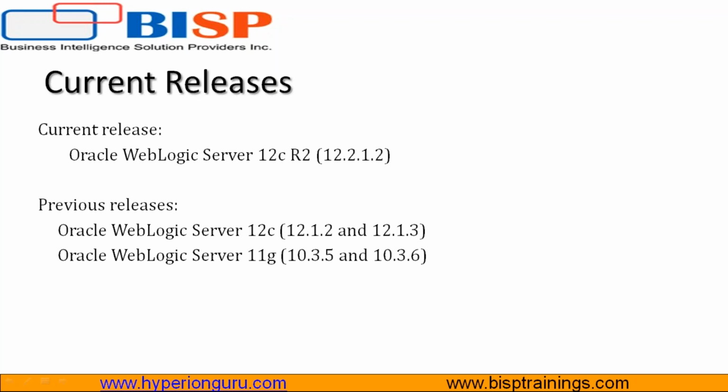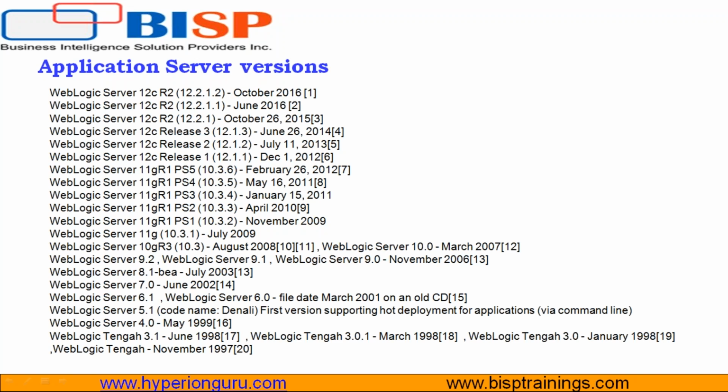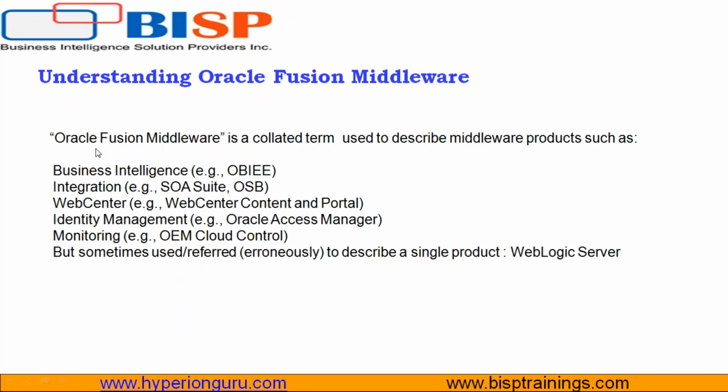Right, so let's start with Fusion Middleware now, which is the soul of WebLogic. So what is Fusion Middleware actually? It's a collective term used to describe many Fusion Middleware products. You can see OBI, which is business intelligence; integration tools such as SOA Suite or OSB; WebCenter Content or WebCenter Portal; identity management such as Oracle Access Manager; and monitoring such as OEM Cloud Control. There are various other products, like ADF and JDeveloper, that also come as part of it. So there are many products which together are called Fusion Middleware.